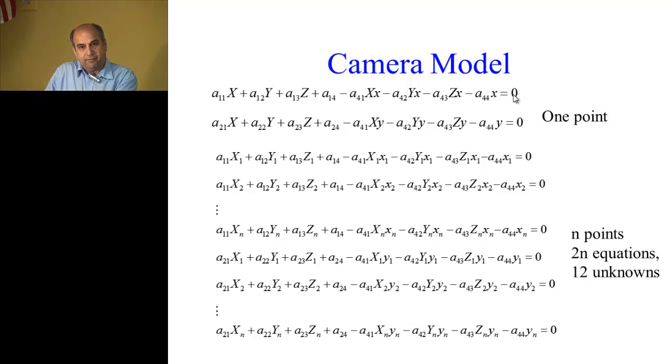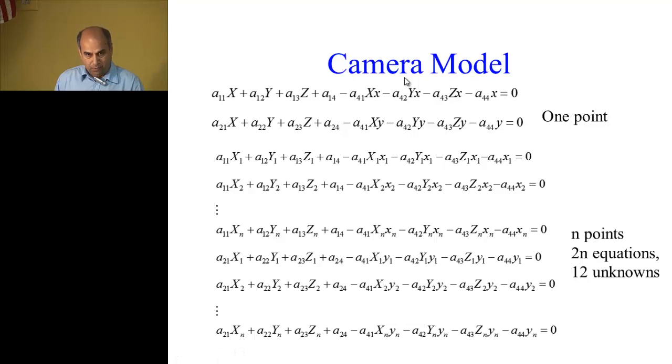Now what I'm doing in this one, I'm assuming A44 is 1. Which means that in this equation I can bring x on the right side because it's known. So this equation will become a11x, a12y, and all this is equal to x. Now in this one there are actually 7 unknowns instead of 8 because I decided a44 is 1.